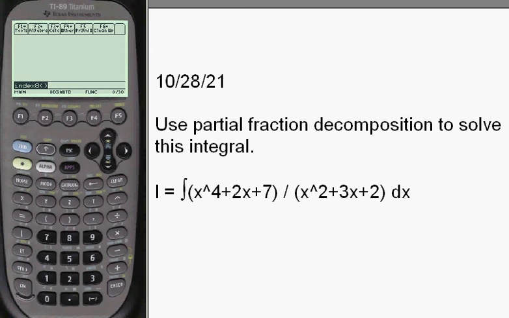This is a partial fraction decomposition problem. The reason is because the denominator factors to x plus 1 and x plus 2. Anytime you can factor the denominator, you have to use partial fraction.